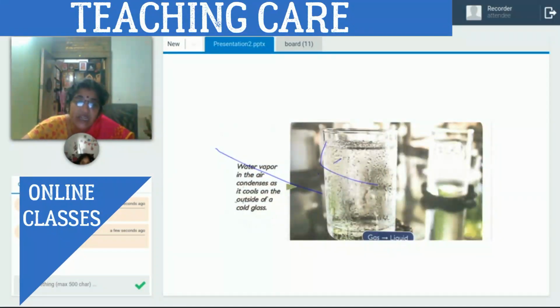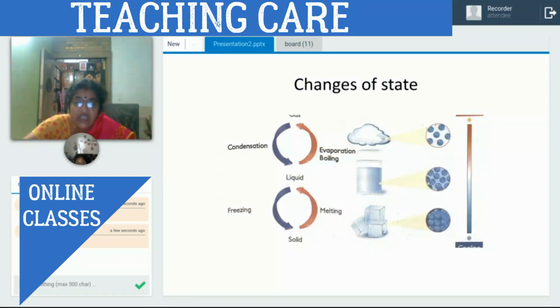So what process has happened here? Condensation. Condensation means from which state to which state? From gas state to liquid state. Gas to liquid. That's all.